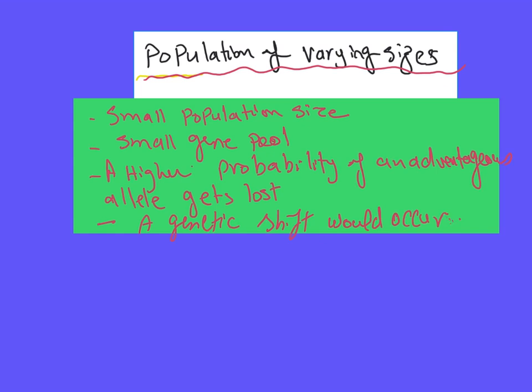If you have a small population size, we'll have a small gene pool. A small gene pool means a high probability that an advantageous allele will get lost. So the genetic shift or drift would take place.